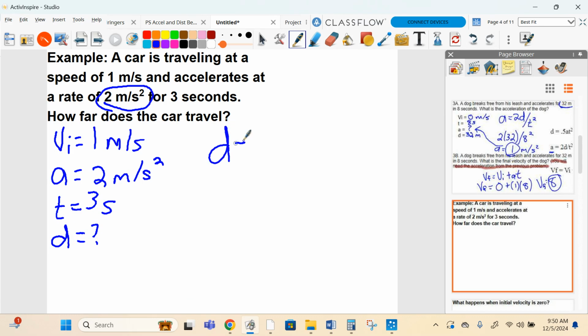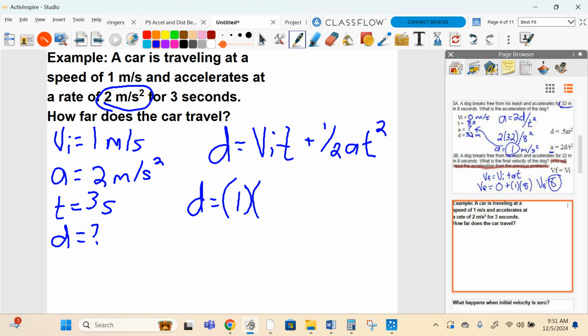Since I have an initial velocity, this equation, vi t plus 1/2 a t squared, when I plug in my numbers, d equals initial velocity, 1, my time, 3, plus 1 divided by 2. Instead of leaving that as a fraction, I always just end up writing down 0.5. The acceleration over here, 2. And my time again is 3. Now, be very careful because only the time is squared, nothing else.